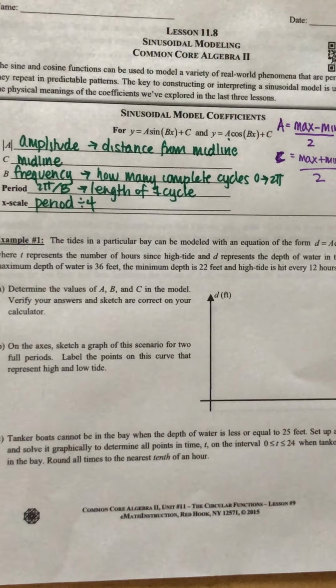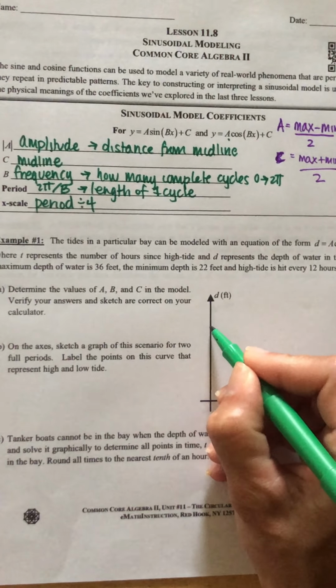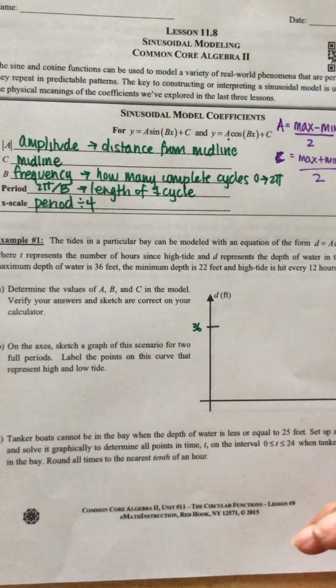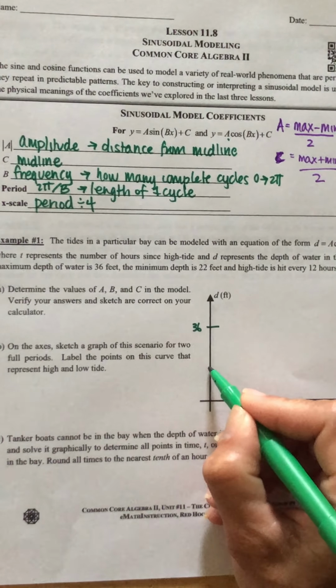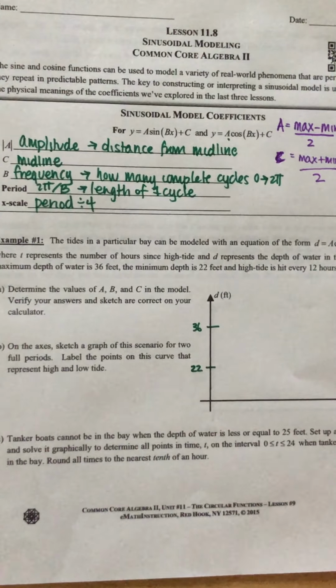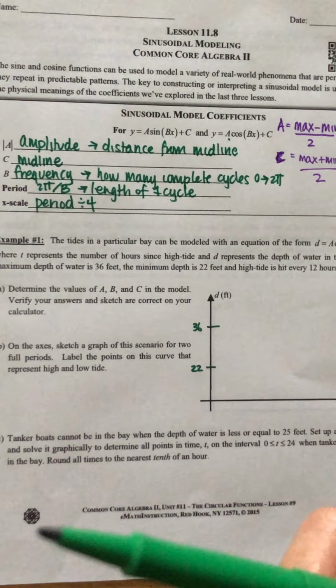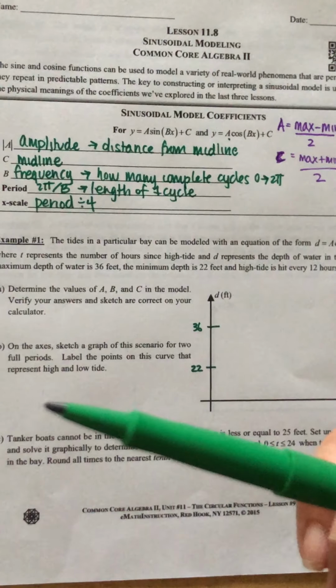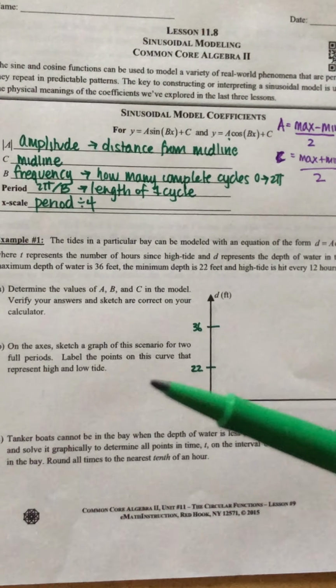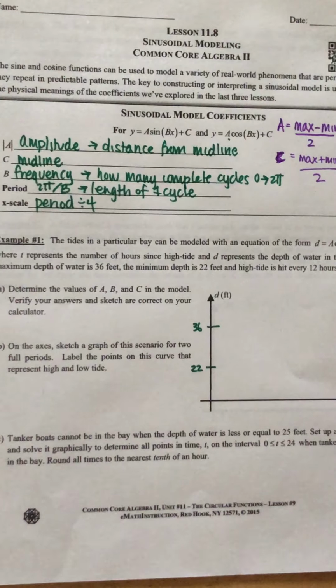So a couple of things. High tide is 36 feet. Low tide is 22 feet. These are really important numbers on our graph. We have a 36 and we have a 22. We know that high tide hits every 12 hours. So you're going to start with a cos curve. Remember, cos starts at the height or the max. It's going to start at the maximum, go down, and then go back up to the maximum. That's every 12 hours. So in a 24-hour period, you're going to hit high tide twice.